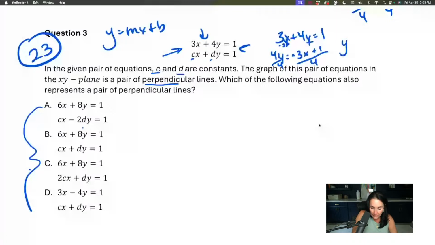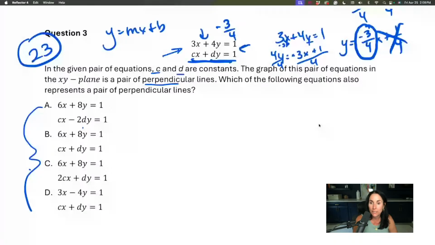And I get y equals negative 3 over 4x plus 1 over 4. I don't care about this. I care about this. The slope of this first line is negative 3 over 4. That means the slope of this line has to be what? If it's perpendicular, it has to be the opposite reciprocal.